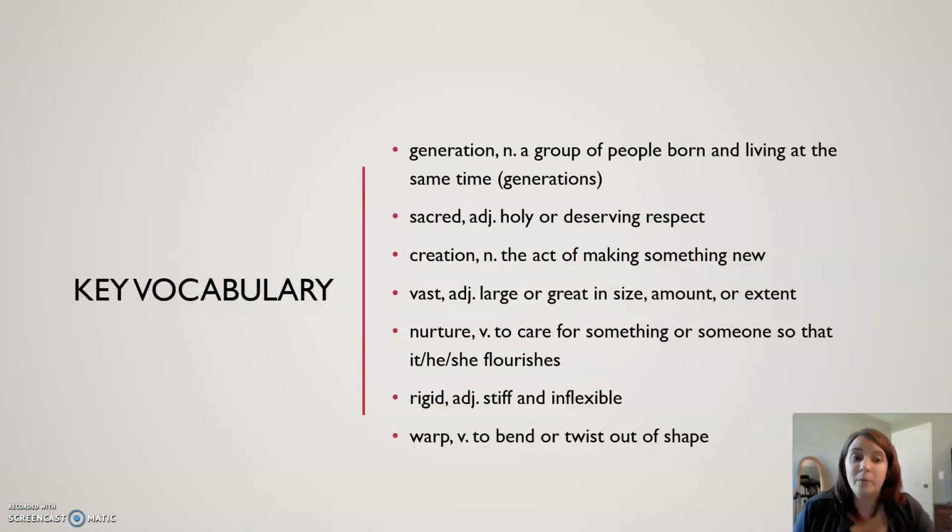The key vocabulary will be very familiar because it goes along with the text. Generation is a group of people born and living at the same time. Sacred, holy, or deserving respect. Creation, the act of making something new. Vast, large or great in size, amount, or extent. Nurture, to care for something or someone so that he or she flourishes. Rigid is stiff and inflexible, and warp is to bend or twist out of shape.